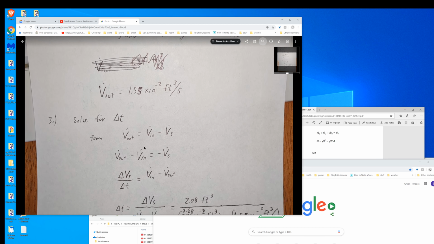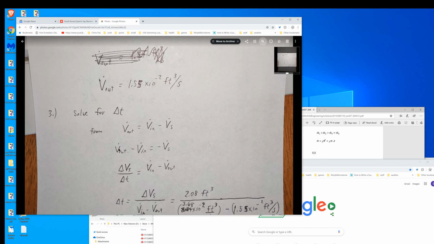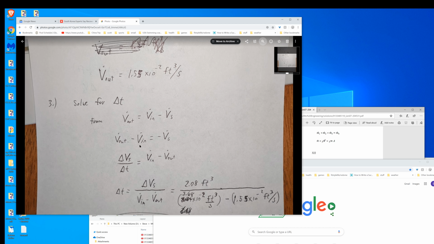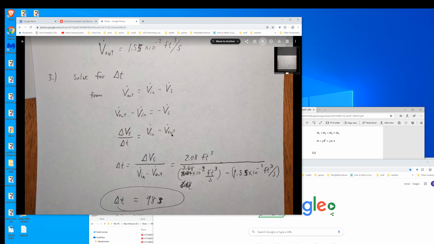The way I did it was from that original equation we had: the volume flow rate out equals the volume flow rate in minus the volume flow rate filling. Essentially, I'm using this to mean filling the shower base. I just rearranged this equation and multiplied both sides by minus 1. Then I substituted in delta V over delta T. So this is really the rate at which the base of the shower is filling. Then I rearranged the equation, dividing both sides by this and multiplying both sides by this, and I come up with delta T by itself.